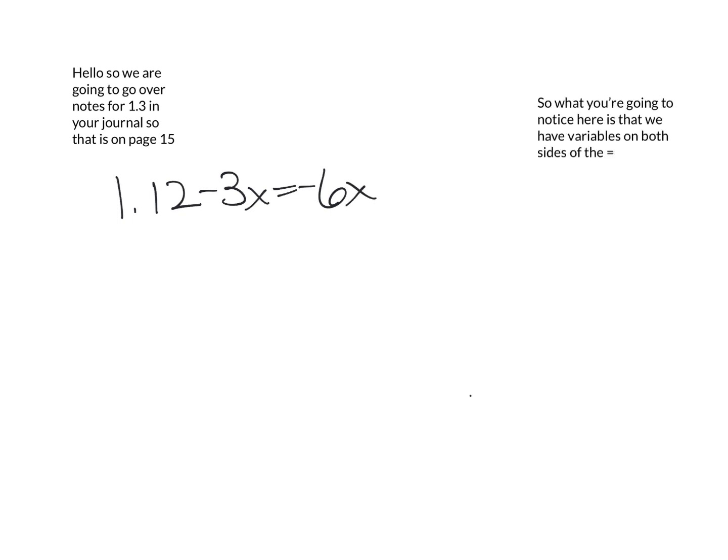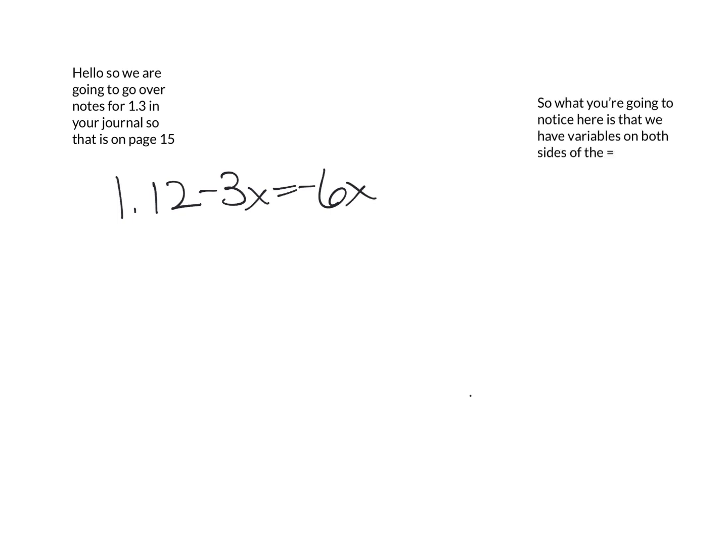Hello, so we are going to go over notes for 1.3 in your journal. That is on page 115. We are going to go over problem 1, and we have 12 minus 3x equals negative 6x.